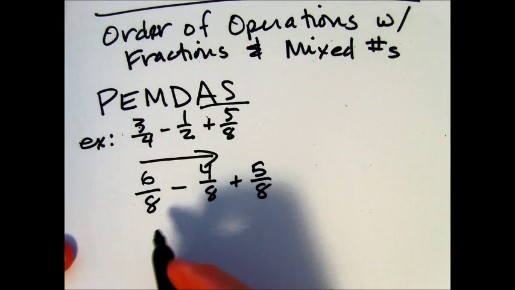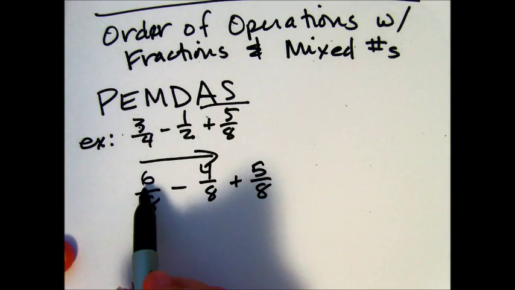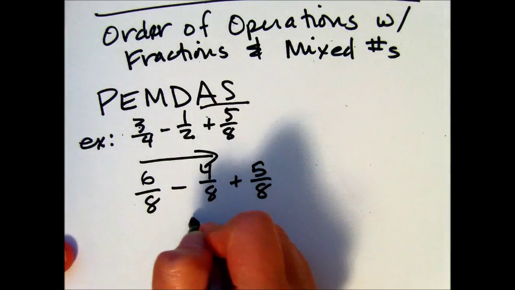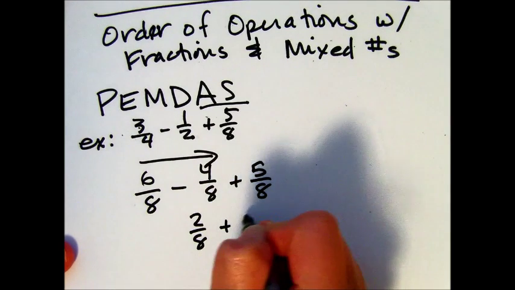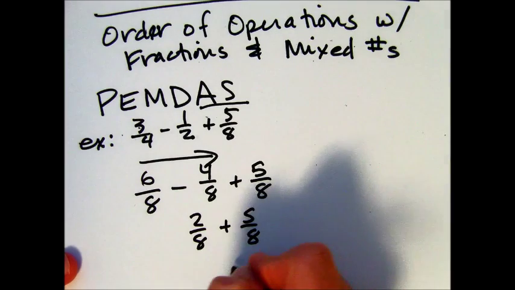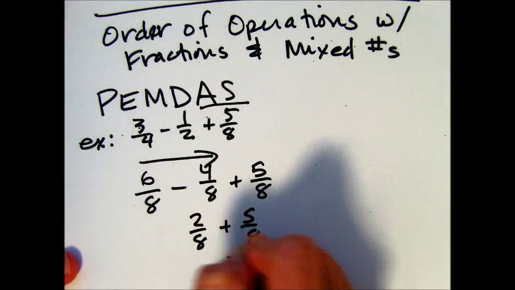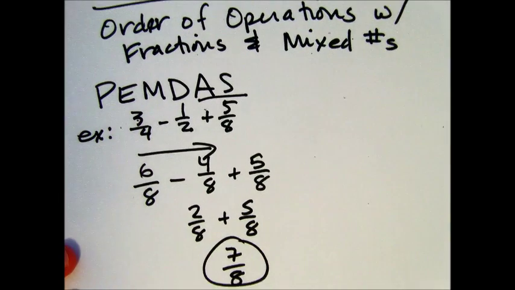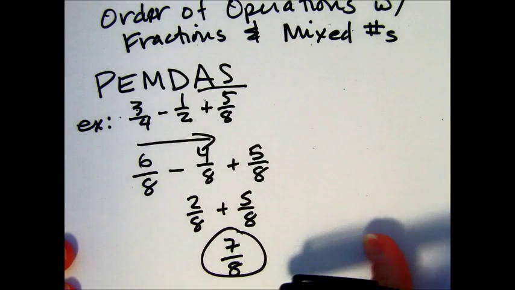And now, like I said, we're going to go left to right. So 6 take away 4 is 2/8. And now I'm going to add, so 2 plus 5 is 7. So 7/8. Okay, let's try another one.